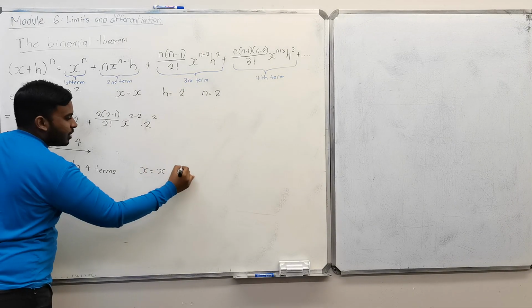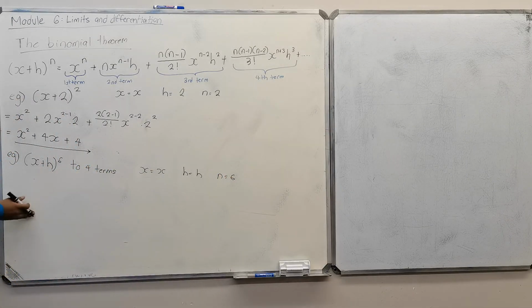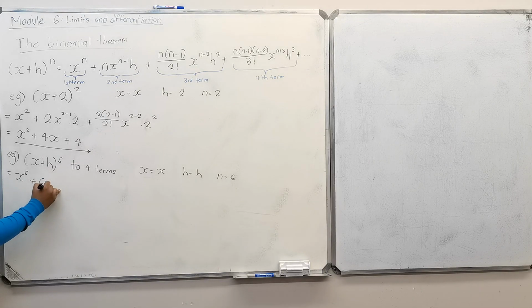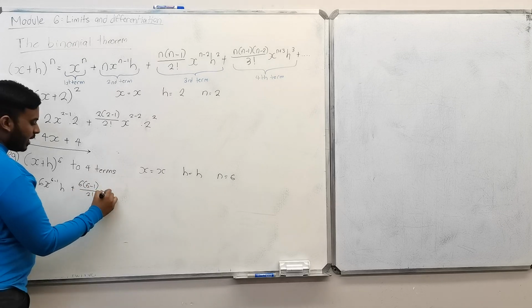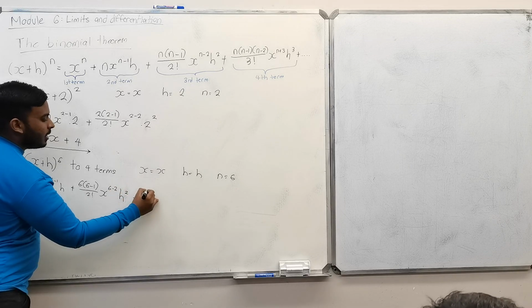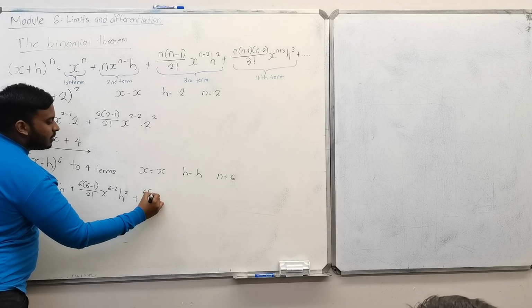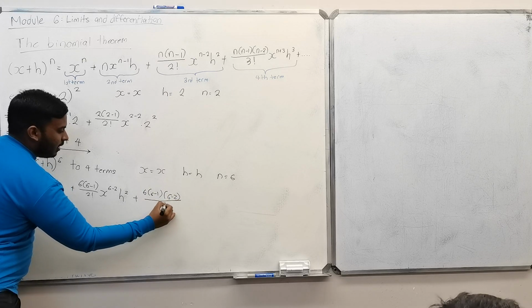X, right? Your h term and your n term. So let's use the binomial theorem to evaluate this for 4 terms. You'll start off with x to the power 6, plus 6x to the power 6 minus 1 h, plus 6 into 6 minus 1 all over 2 factorial, x to the power 6 minus 2 h to the power 2, plus 6 into 6 minus 1, 6 minus 2 all over 3 factorial.